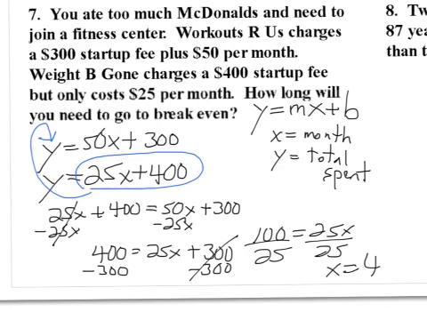So if you knew you were going to go more than 4 months, then you should join the one with the smaller monthly amount, which would be $25. If you knew you weren't going to go 4 months, then I would probably pay the smaller startup fee and the higher monthly fee because I'm not going to go for that many months. So as you go more months, you want a smaller monthly fee and you would be willing to accept a slightly larger startup fee.